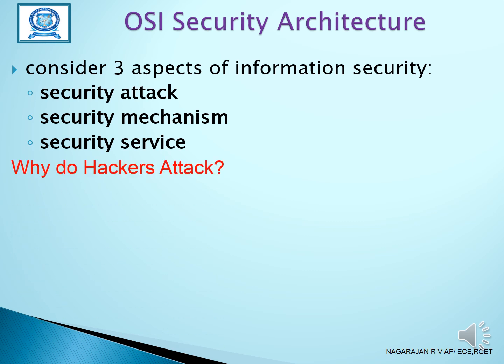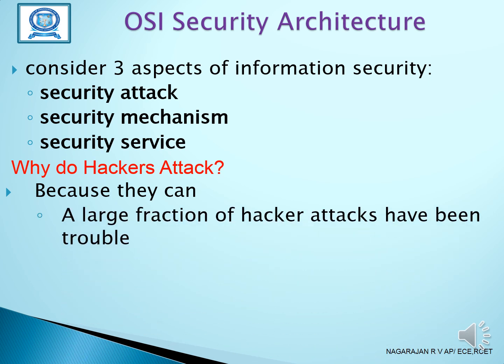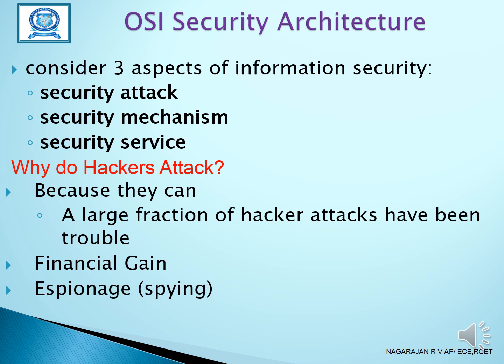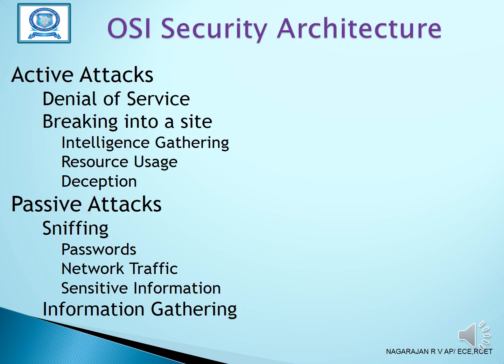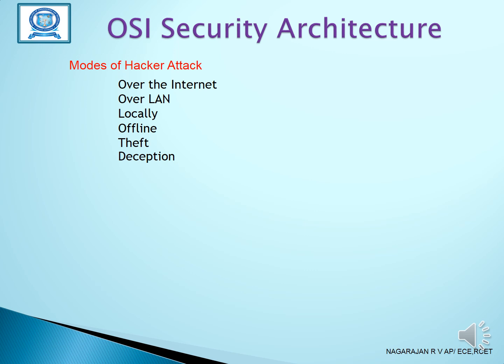Now, why do hackers attack the information? Because they can. A large fraction of hacker attacks have been for financial gain, or to gain entry into a company or organization, and finally terrorism. The OSI security architecture has two types of attacks: active attacks and passive attacks. In active attacks, the first is denial of service, and the second is breaking into a site, which involves intelligence gathering and resource usage. In passive attacks we have sniffing of passwords, network traffic, and sensitive information gathering. Modes of hacker attack are over the internet, over LAN, and locally, that is offline theft.